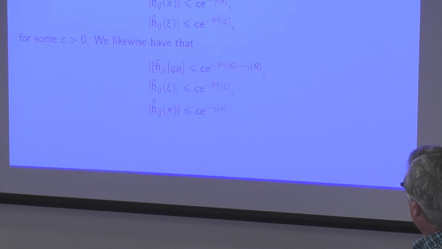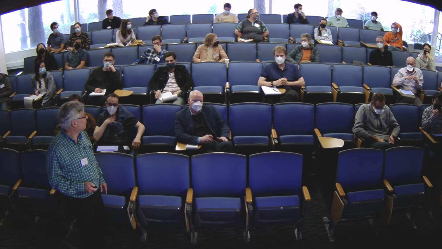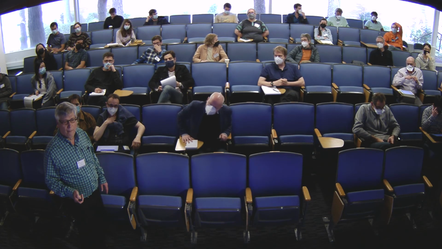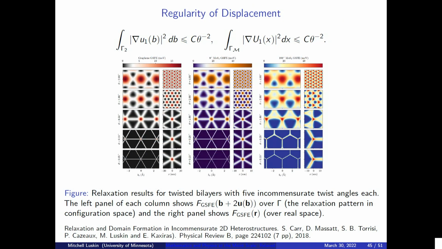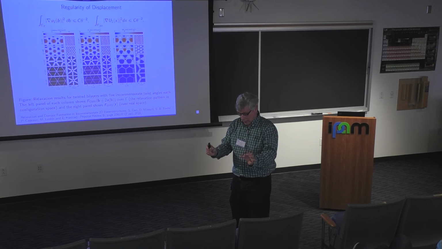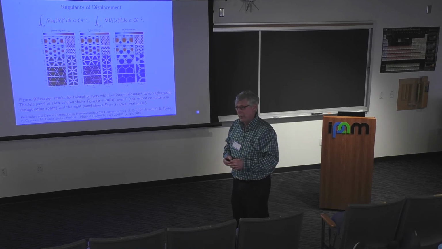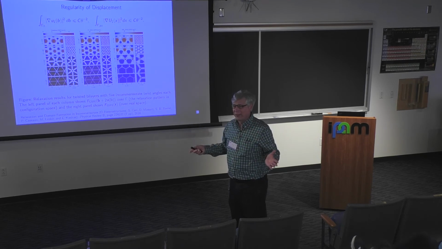Is that still true if you take the width relative to the size of the domains? Or would it still go to 0? Oh, if you take the width relative to the size of the Moiré, then it is constant, yeah. So the idea is that the boundary layer scales like 1 over theta.